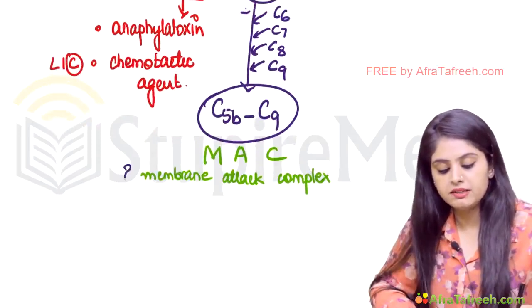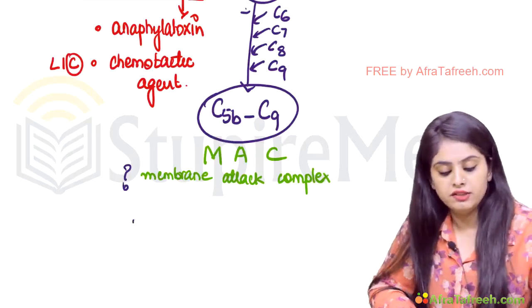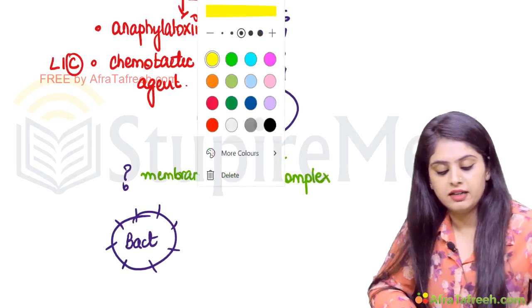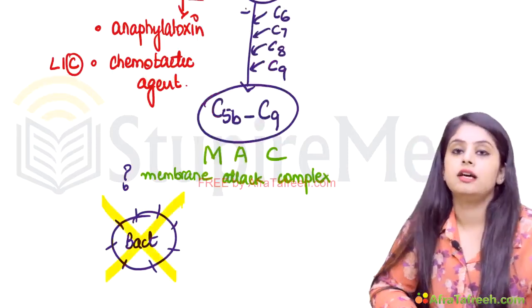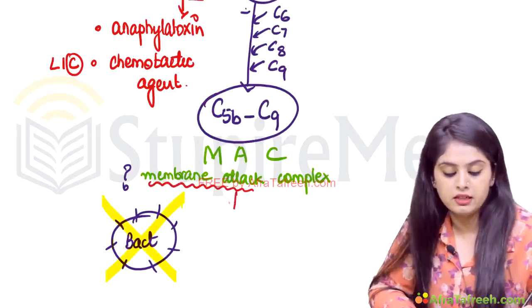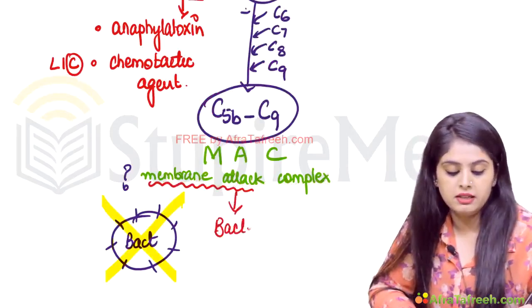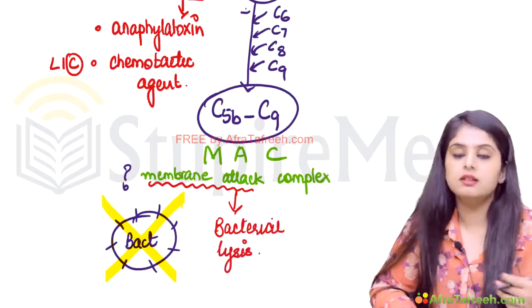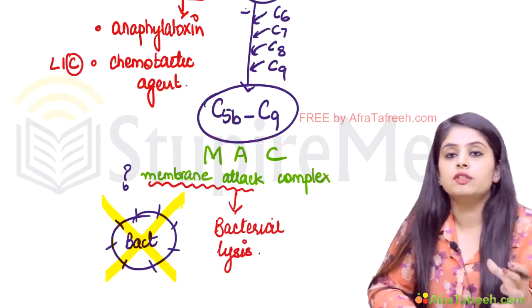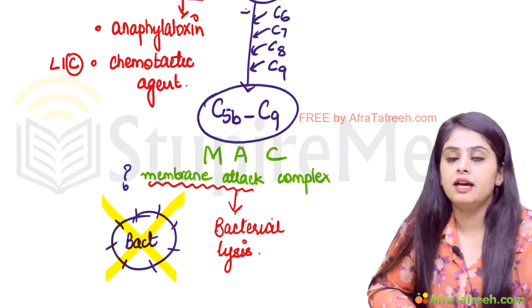Now, whose membrane is it actually attacking? So, if this is a bacteria, for example, it is the membrane of the bacteria that it is going to attack. Once that is attacked, it is going to result in lysis of the bacteria. So, the membrane of the bacteria is going to be attacked, resulting in bacterial lysis. So, this was a summary of the complement pathway that we have.